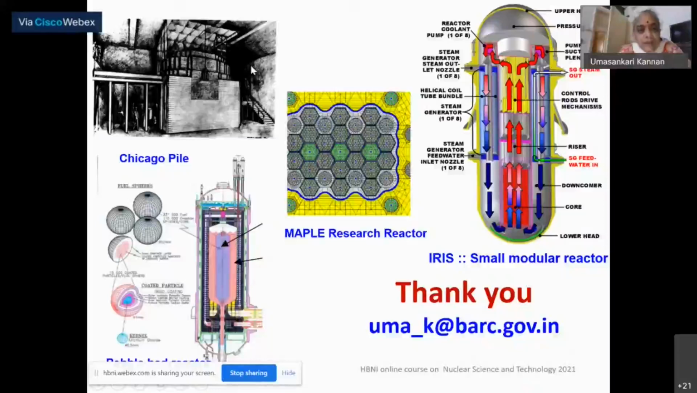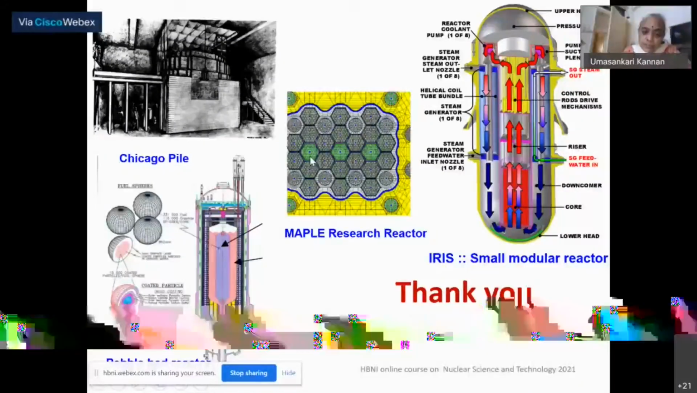We've got a lot of reactor experience with respect to design, operation, and safety. So this is a typical small modular reactor which many people are talking about now. I have just given you a picture of IRIS. And this is a research reactor, which is a Maple research reactor. And here you can see that we can have different irradiation assemblies to produce radioisotopes or to do material testing, increase the flux, to have higher thermal neutron flux so that the material properties can be studied.